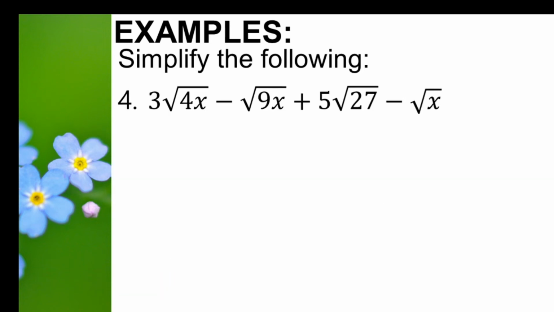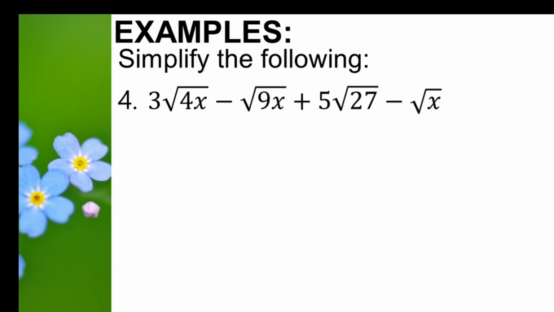Next, we have 3 square root of 4x minus the square root of 9x plus 5 square root of 27 minus the square root of x. So again, we need to simplify each radical expression before we can combine.